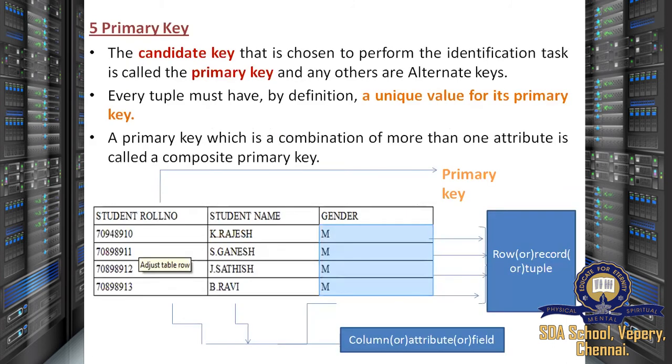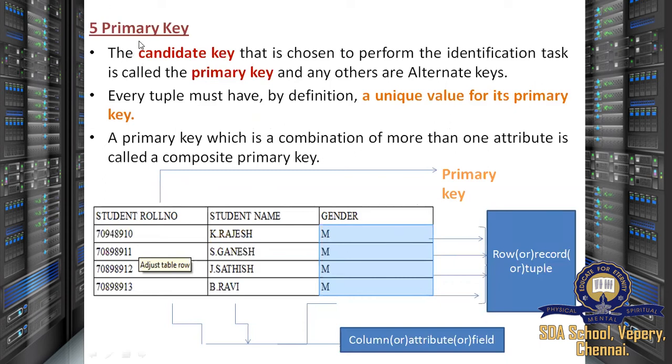The next important concept, keys. I told you, we are able to relate tables in RDBMS by having a common field between two tables. That common field is called a key. The first key you are going to learn is the primary key.